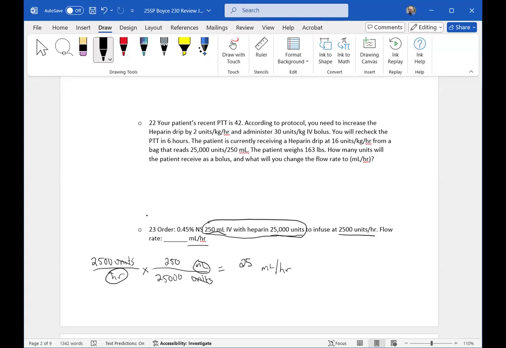So that's why I think this is always important, to cancel these things out until you feel comfortable with it. I personally, when I look at this, don't even write anything down. I just plug in my calculator. I take 2,500 times 250 divided by 25,000, and then I get my answer because I know that that's the flow of this particular question. Okay.